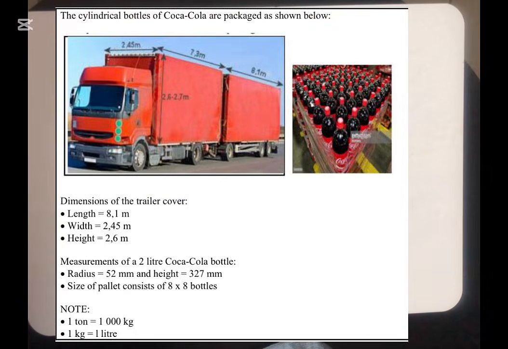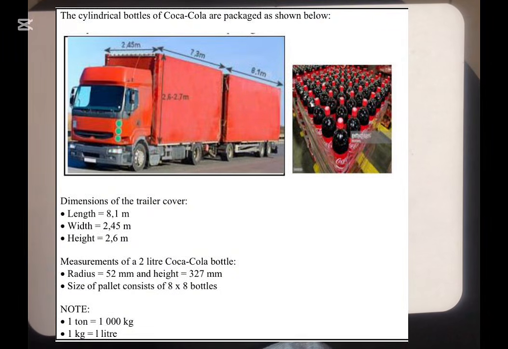Let's look at this question. The cylindrical bottles of Coca-Cola are packaged as shown below. Dimension of the trailers: cover, length 8.1, width 2.45, height 2.6. Measurement of a 2 liters Coca-Cola bottle: we have a radius of 52 millimeters, height of 327 millimeters.